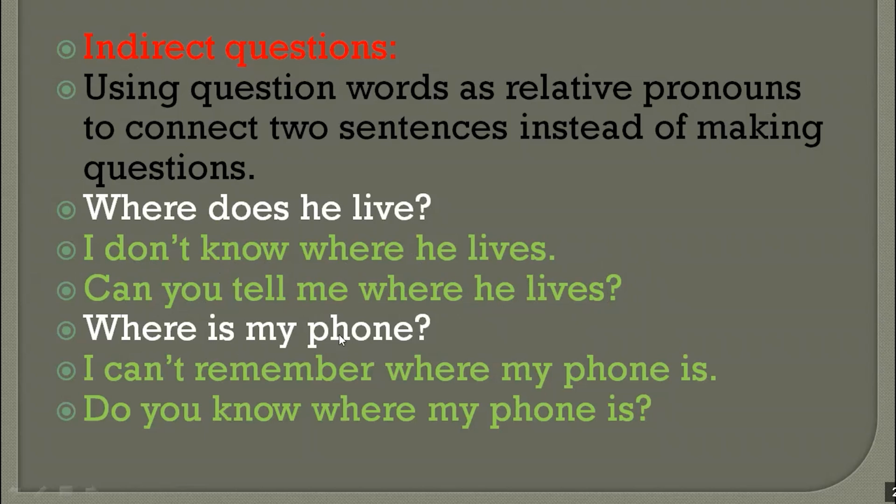Here's another example. Where is my phone? We have inversion here. We started with the verb first because this is a normal question. And the question word here is used to ask. But look at that. I can't remember where my phone is. That's not even a question. The question word is not used to ask. It's used to connect two parts of the sentence together.